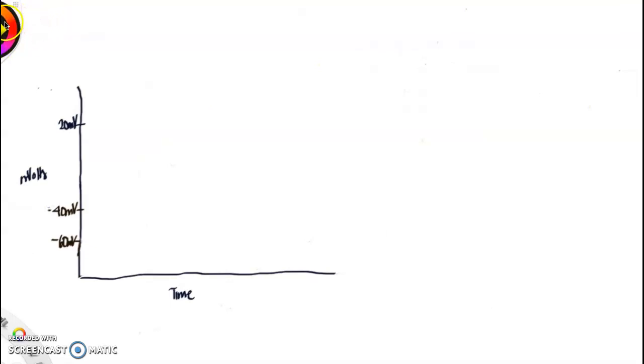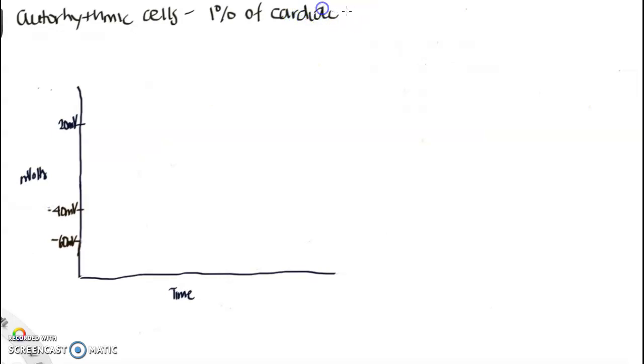Right, now let's look at autorhythmic cells. Autorhythmic cells are 1% of cardiac cells. And they function to initiate the action potential, which causes a heartbeat.